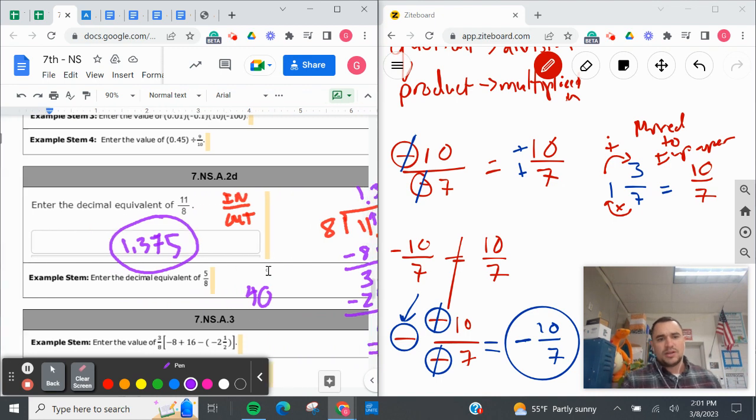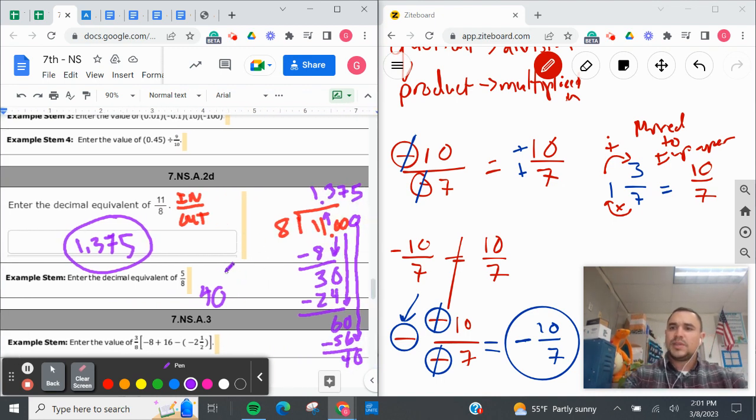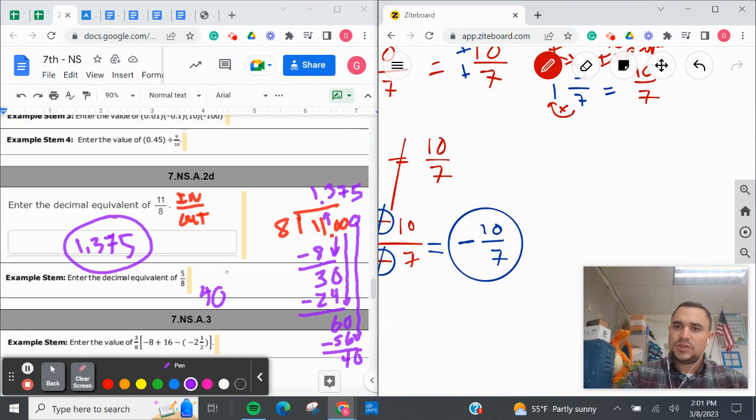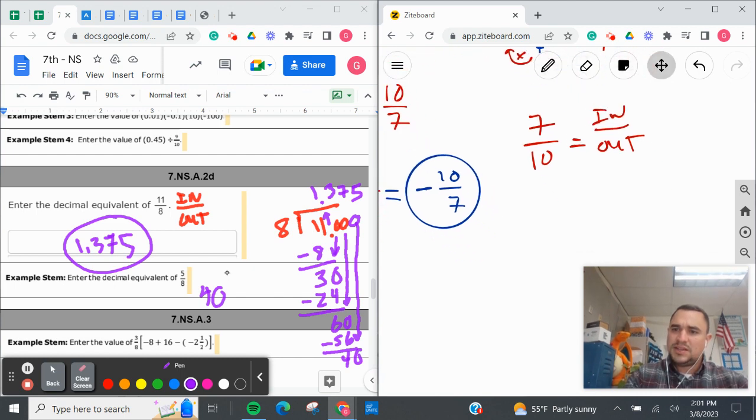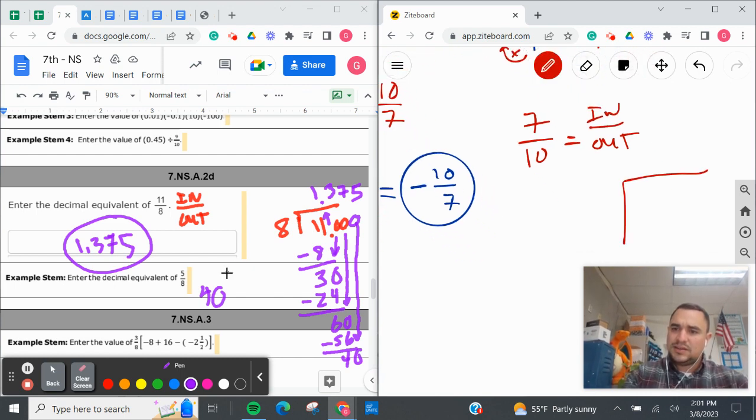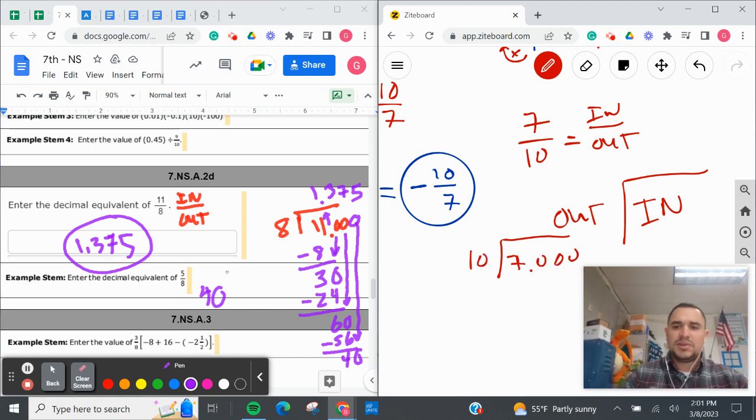So make sure that you know how to go inside out. I would recommend putting that in your notebook. So fraction over is in and out, and that means it's in and out. So that would be 7 divided by 10, and you can add as many zeros as you want.